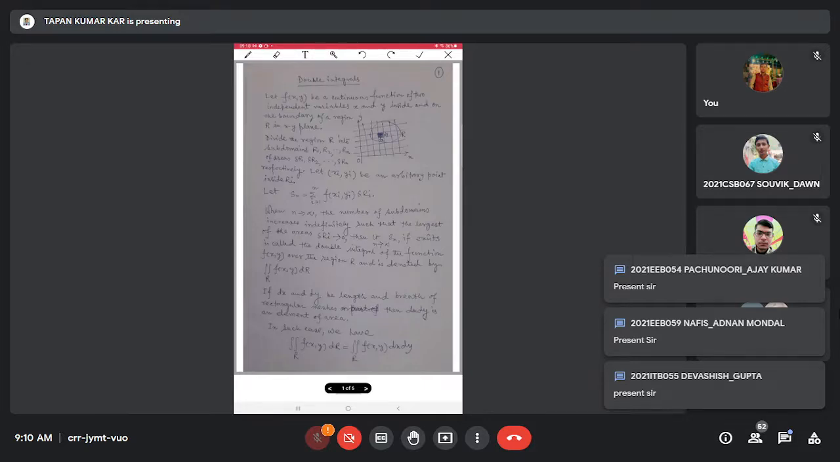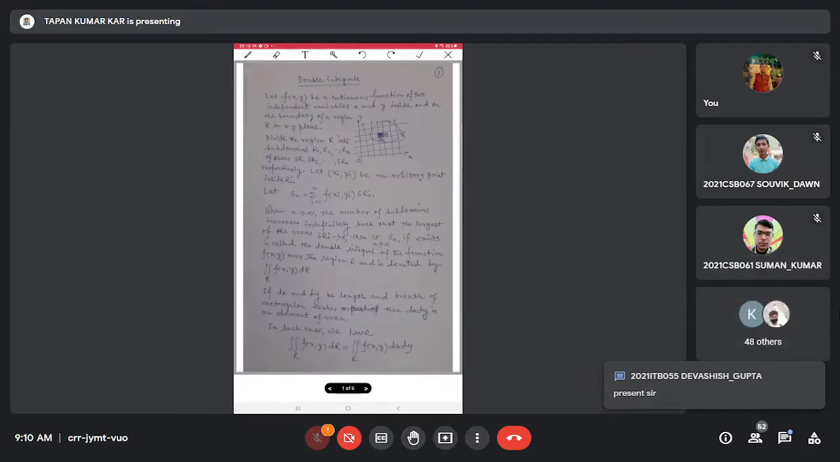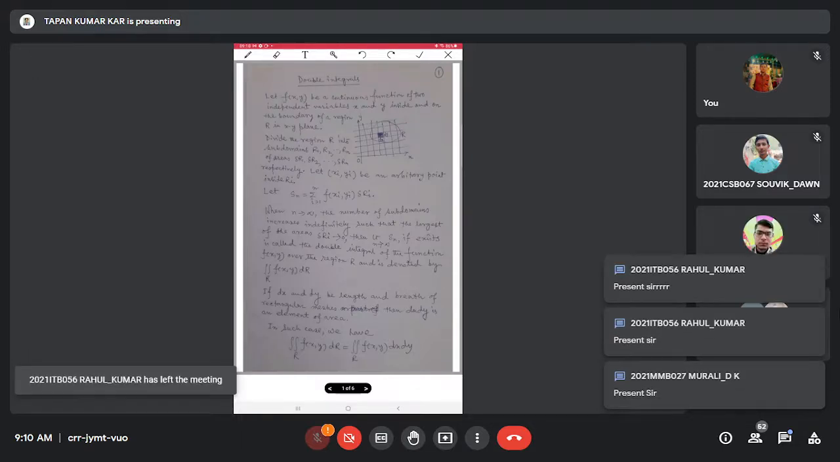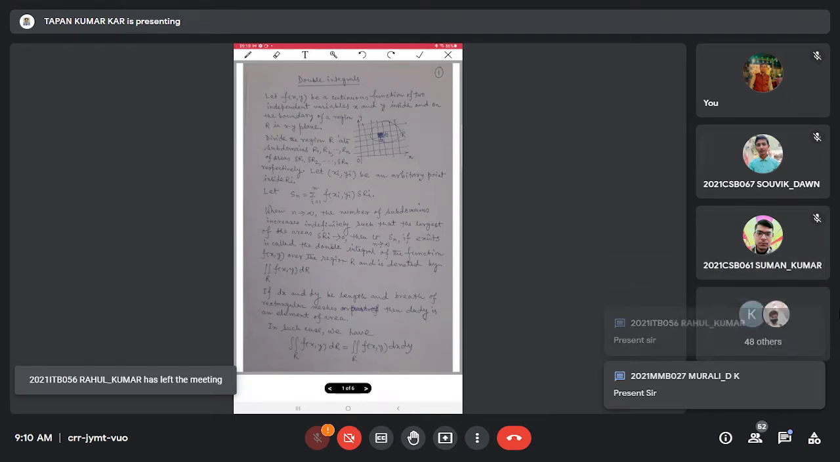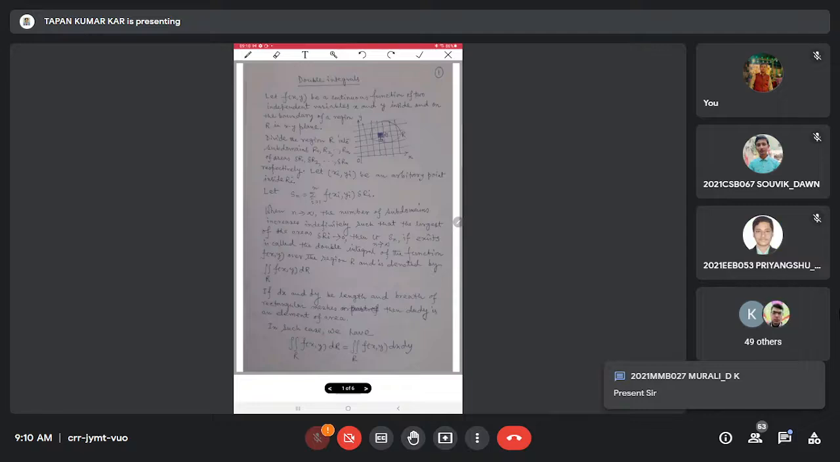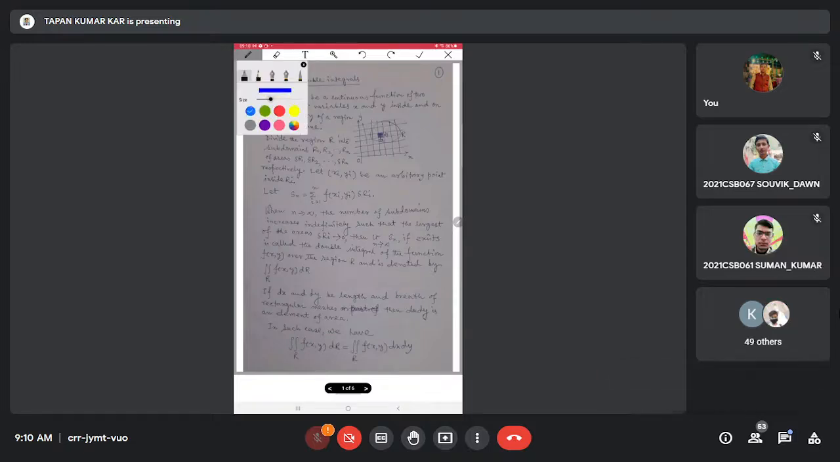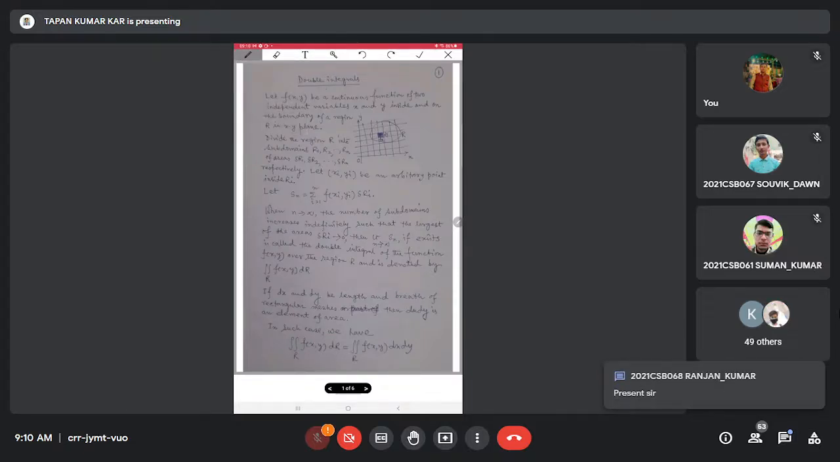First I will discuss what the double integral is, then different properties, some types, and then some problems. So first look at this. Here the function is a function of two variables, f(x, y), a continuous function of two independent variables.